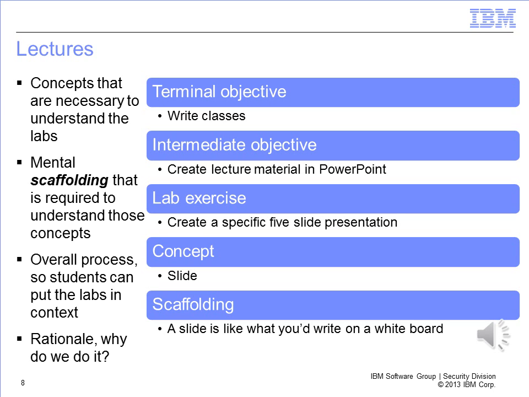Okay, we do it, but why do we do it? For example, let's take this class. Our terminal objective is to write classes. One of the intermediate objectives could be create lecture material in PowerPoint, and to teach that we will have a lab exercise that would make you create a specific 5-slide presentation.